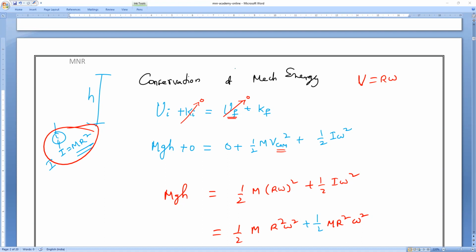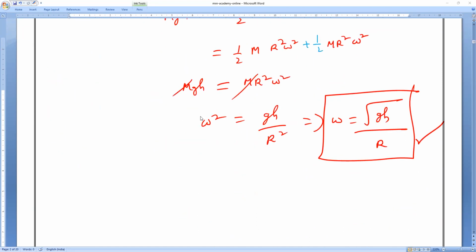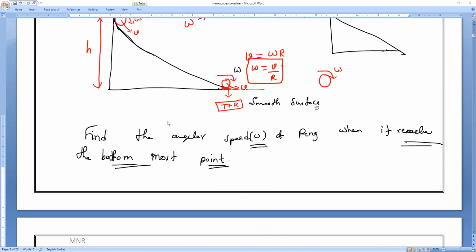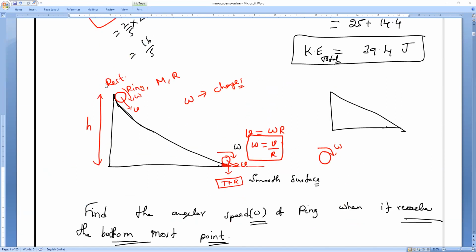Yes, please. Yes, sir. So this is the concept of calculating the kinetic energy, and we have now calculated omega for a ring which is falling from a certain height in a curved path. So it is not an inclined surface, guys. Inclined surface means a straight line. It is a curved path. That is why the angular velocity keeps on changing.